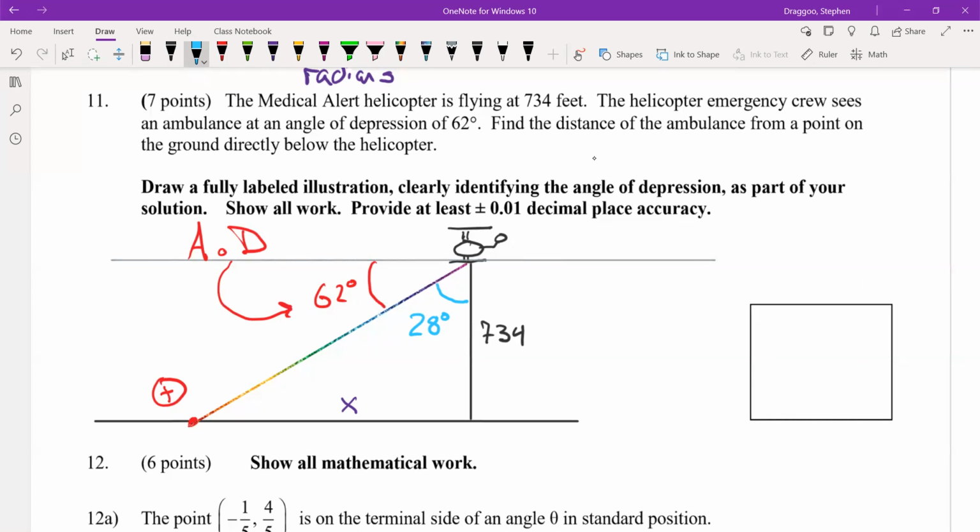It connects up to a horizontal line. Angles of elevation and depression aren't connected to vertical lines. We don't want to do that. That'll mess it up. But that means we could start solving for stuff inside this triangle. Working inside the triangle, I have an angle of 28 degrees instead of 62. Its opposite side is x, its adjacent side is 734. So I should set up a tangent equation. Tangent of 28 degrees is equal to x over 734.